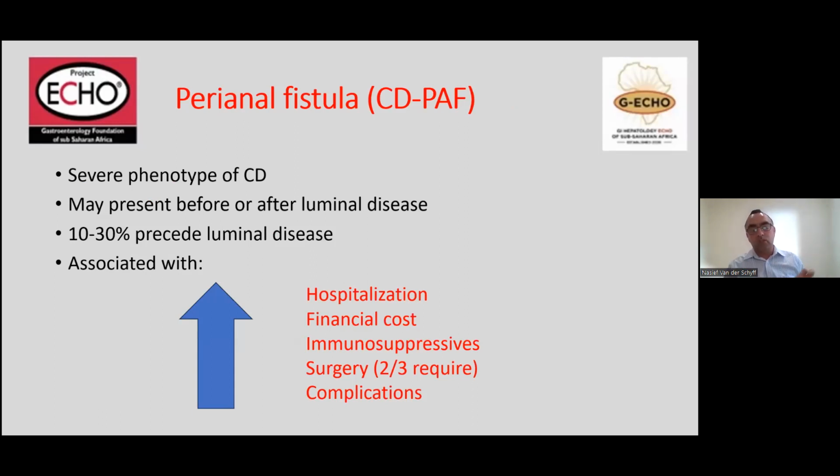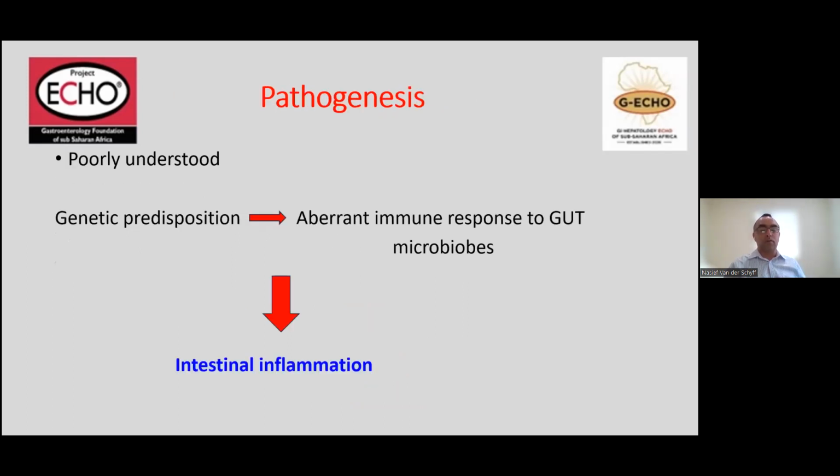Now, importantly, this concept of peri-anal fistula, it is a severe phenotype of Crohn's disease. It may present before or after luminal disease, and in 10 to 30% of cases, it precedes luminal disease. Peri-anal fistulas are associated with a higher risk of hospitalization, increased healthcare costs, greater requirements of immunosuppressives. About 2/3 of patients require surgery, and also a higher risk of complications. And this explains why this is such an important condition to know.